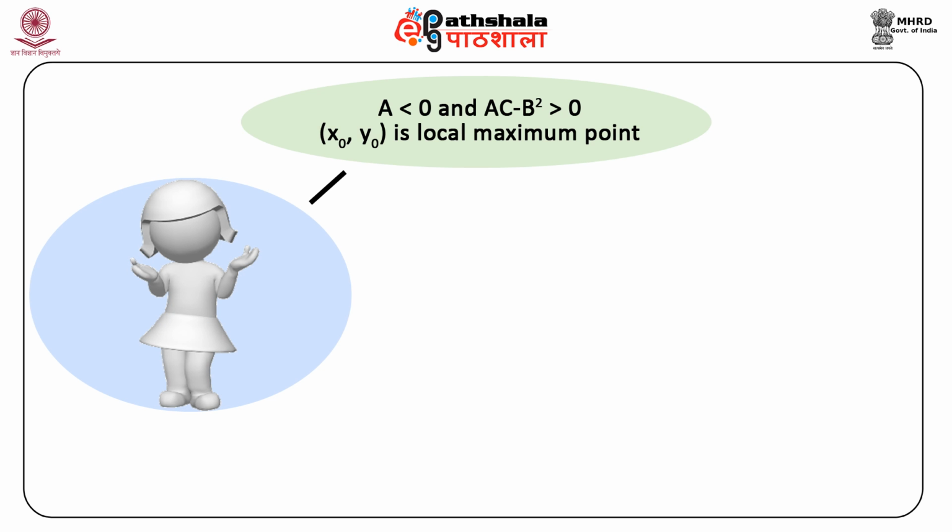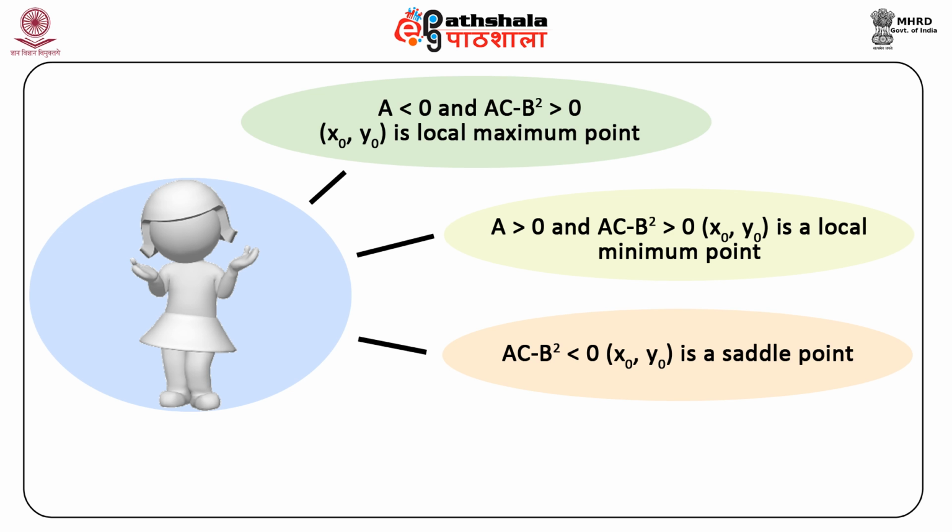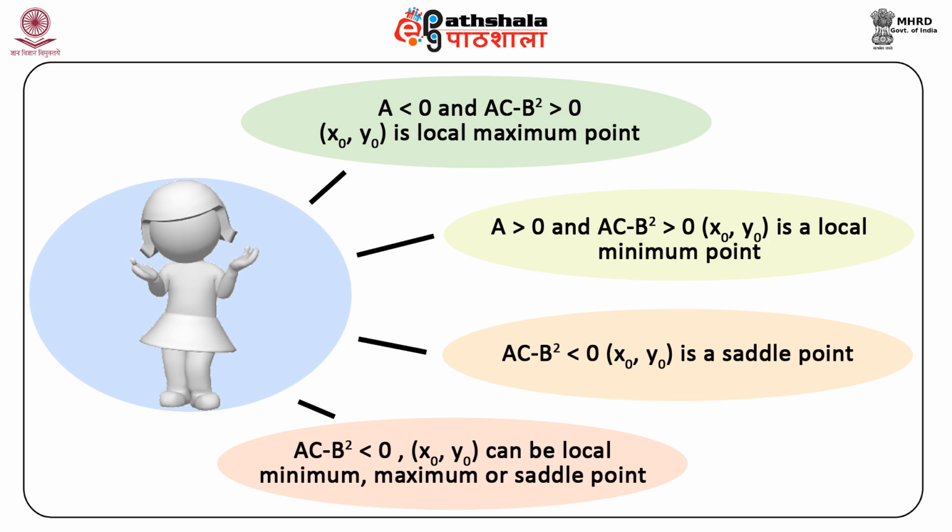Now, if A is less than 0 and AC minus B squared is greater than 0, then (x0, y0) is a local maximum point. If A is greater than 0 and AC minus B squared is greater than 0, then (x0, y0) is a local minimum point. If AC minus B squared is less than 0, then (x0, y0) is a saddle point. And if AC minus B squared is equal to 0, then (x0, y0) could be a local minimum, a local maximum, or a saddle point.